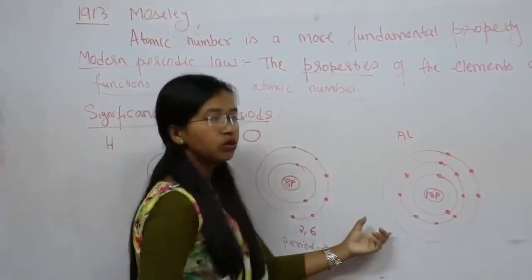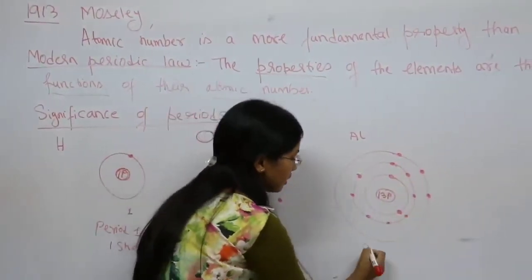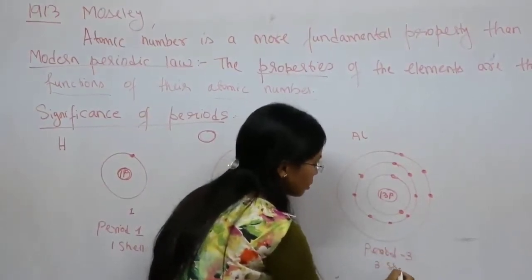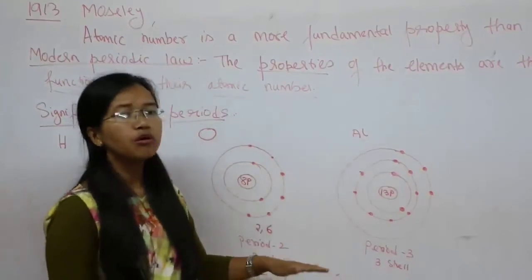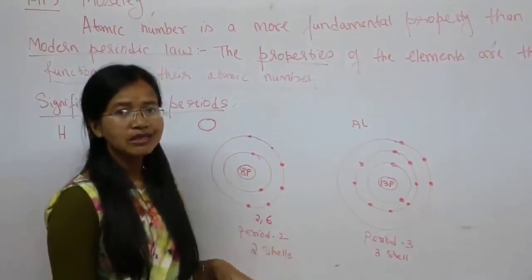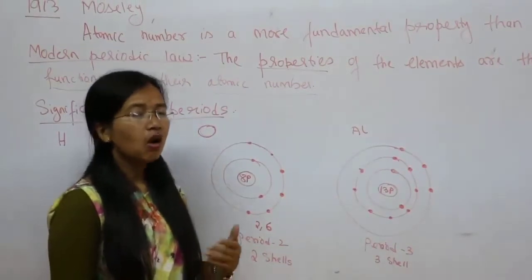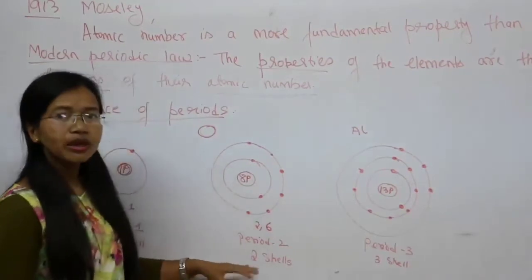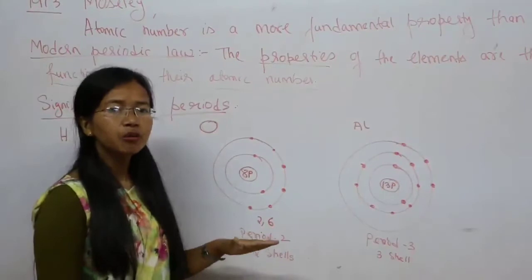And aluminium is in period 3, so it has 3 shells. Like this, you can predict the number of shells of the elements present in every group. Likewise, you can predict the number of shells of the elements present in every period.